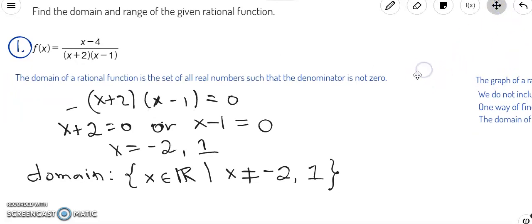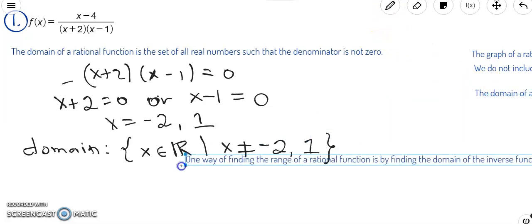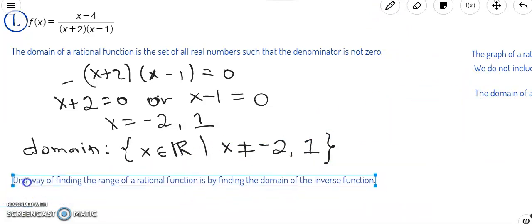Kukunin naman natin ang range. So, pwede pa ba natin masimplify ang rational function? Hindi na kasi wala naman tayong common factor. Kaya ang susunod nating step para makuha ang range ay kukunin natin ang inverse ng rational function. Tapos, kukunin natin ang domain ng inverse function. So, one way of finding the range of a rational function is by finding the domain of the inverse function.